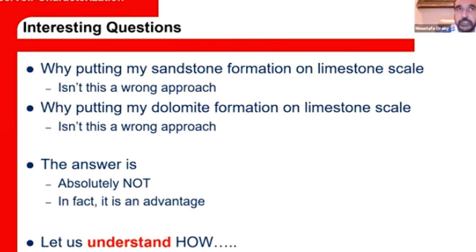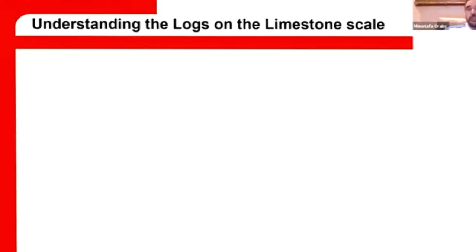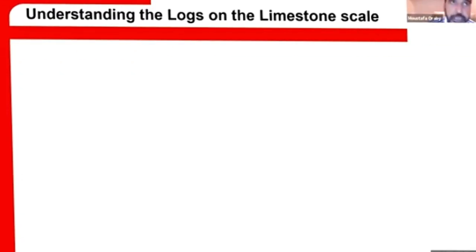So I put in front of you all the questions that can come up in your mind. By the API forcing us to a certain scale, that doesn't make any sense. Okay? My reservoir is not limestone. Why are you forcing me to put my logs on the limestone scale? That's not right. No, actually it is right, and we'll show you how it can actually be right. Okay? So let's understand logs on the limestone scale.